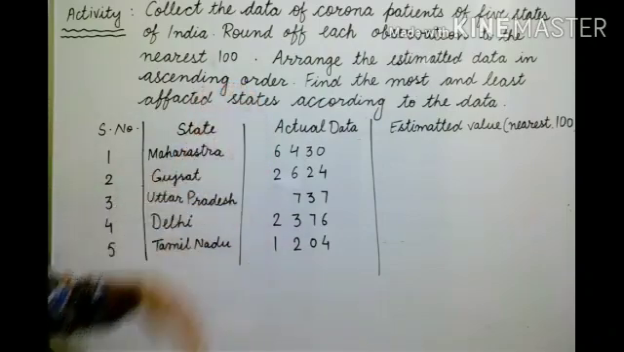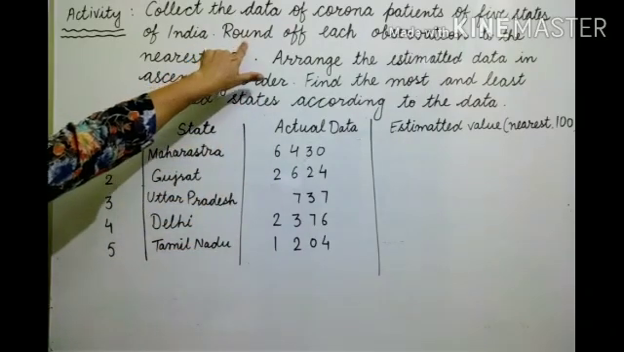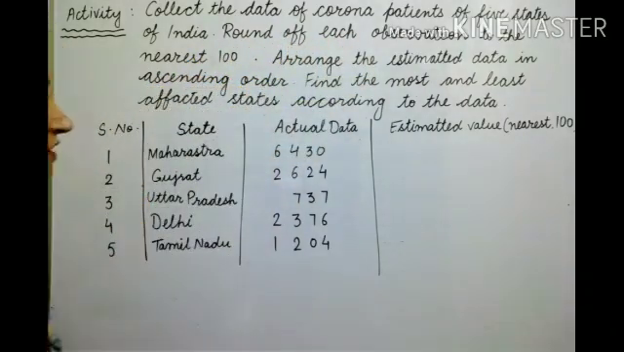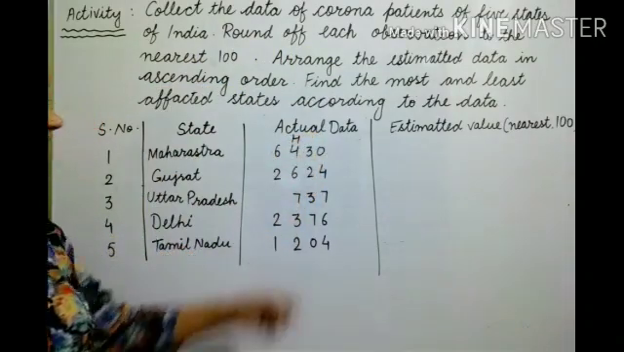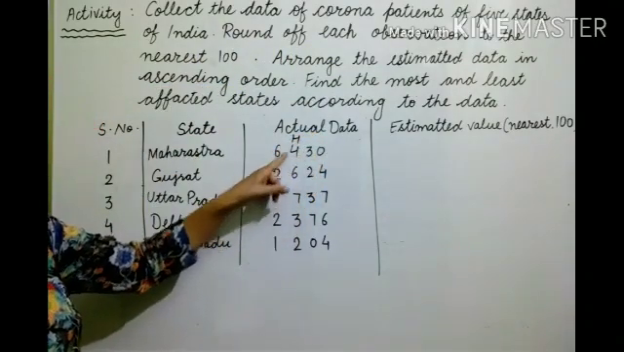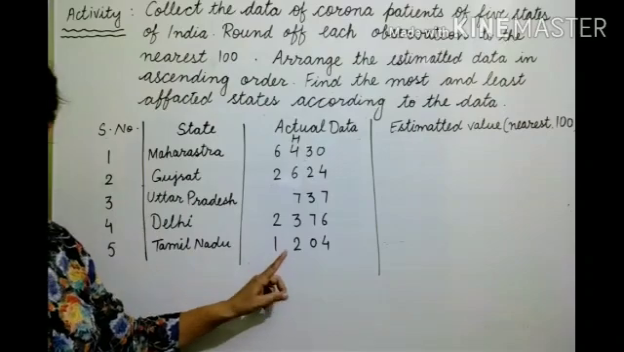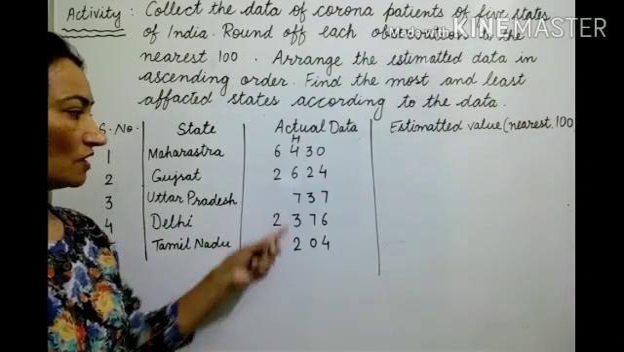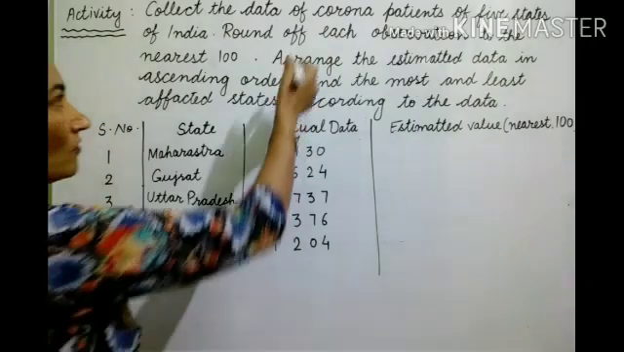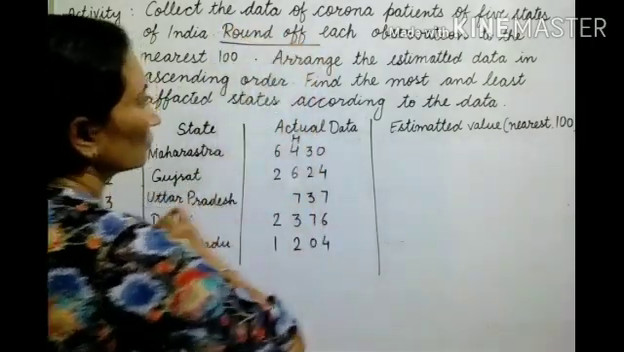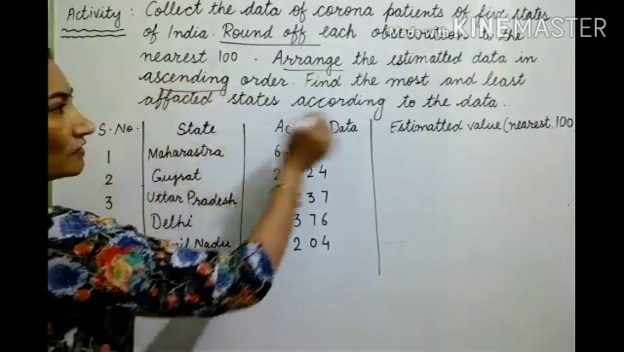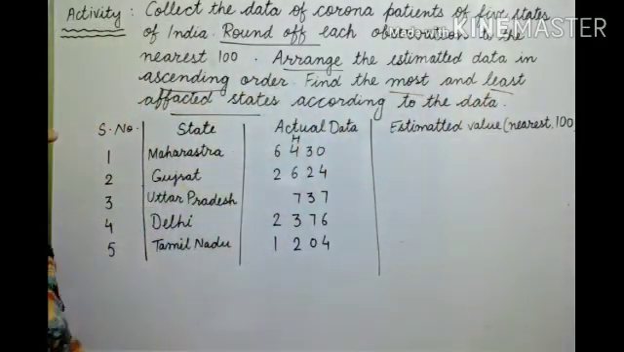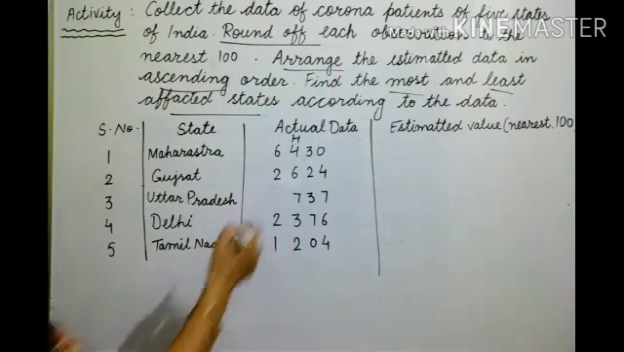Now according to the question, what is given first? Round off each observation to the nearest 100. We will round off all these numbers, all this collected information, to the nearest 100. First, round off, then arrange in ascending order, then find the most and least affected states. Let us see how we do.